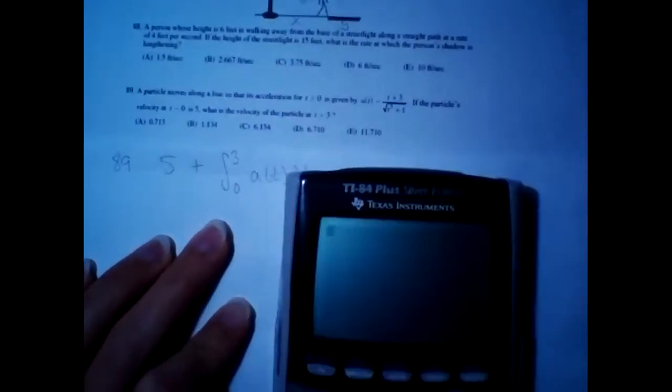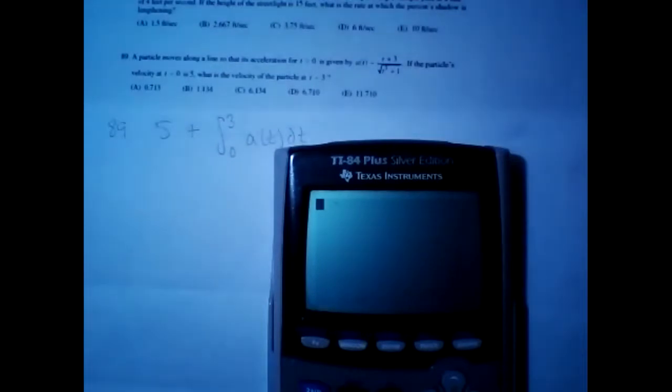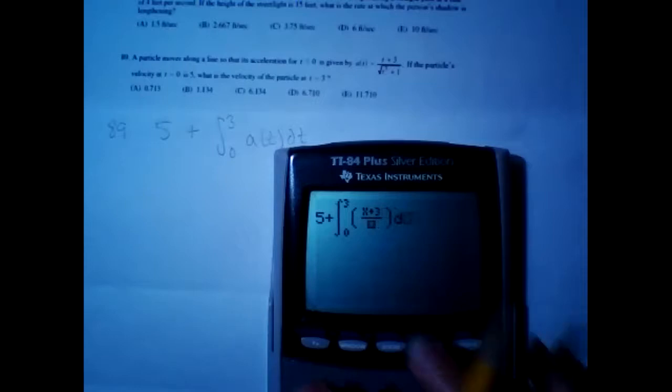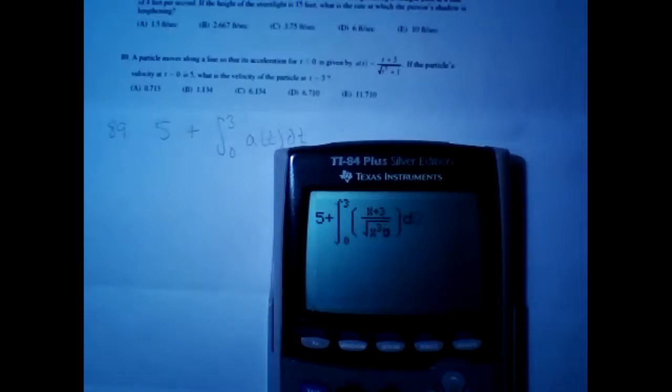All right, so we're going to type this in. It'll be 5 plus math 9, 0 to 3, and then this acceleration function is what goes in there. So it'll be x plus 3 over the square root of x cubed plus 1, dx. So 11.710, so that one is E.